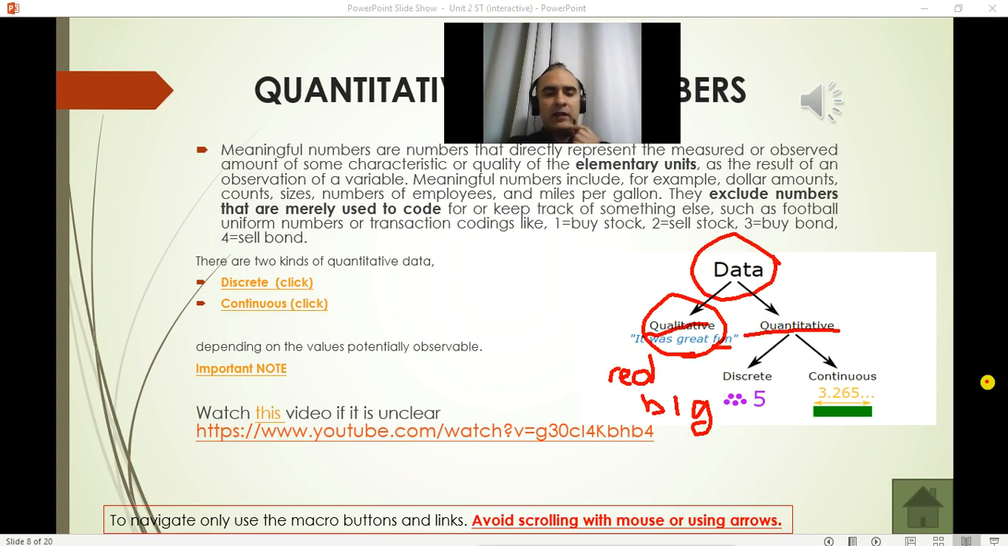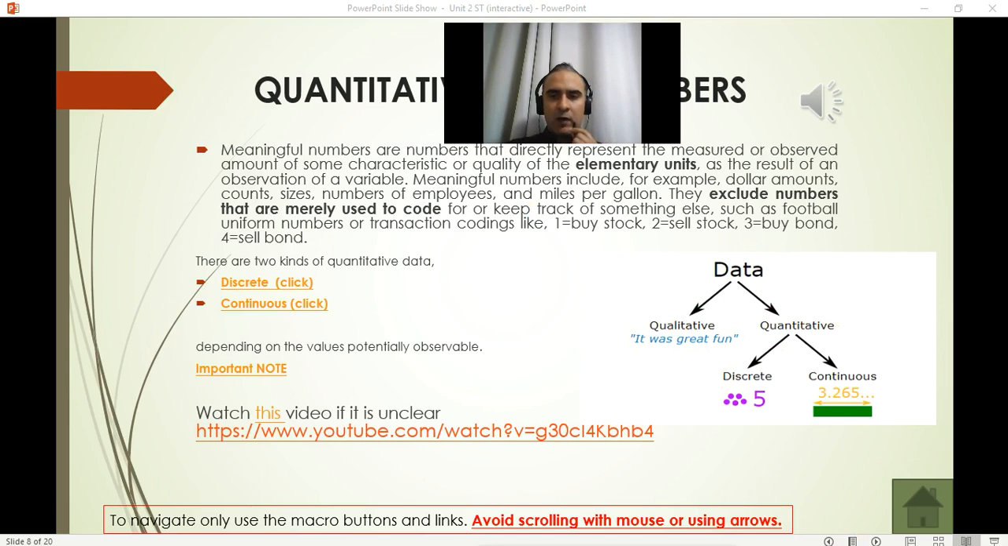Then we're talking about the other one, which is quantity. That's why we call it quantitative. In this case we're looking at numbers, and then we have very simple discrete. We can count them. It's not a measurement, it is just whole numbers. Remember, you cannot break them. It's just five humans, so I cannot say 4.5 humans. Why? What's a half human? That's not possible, right?